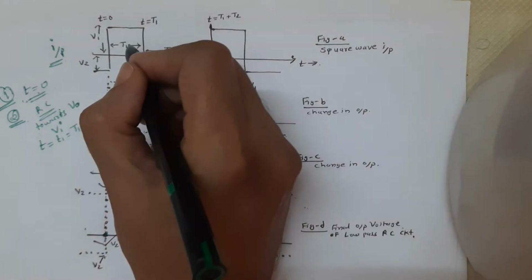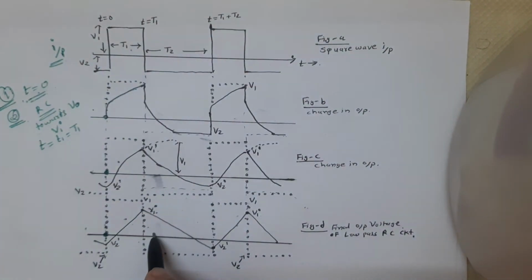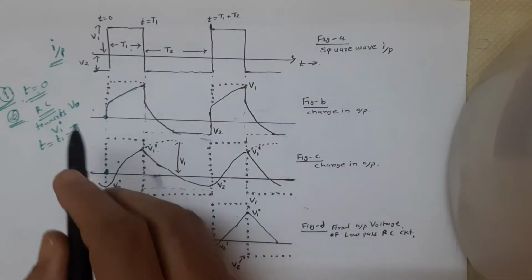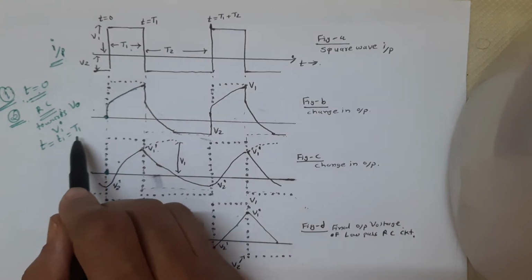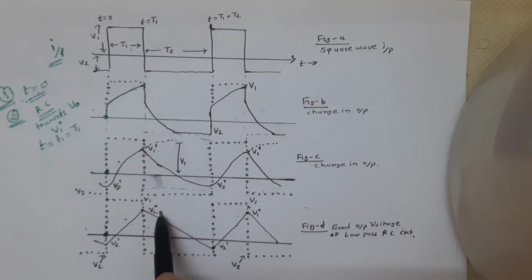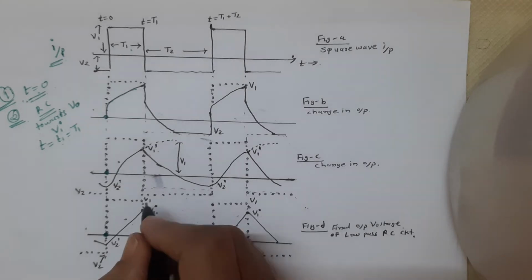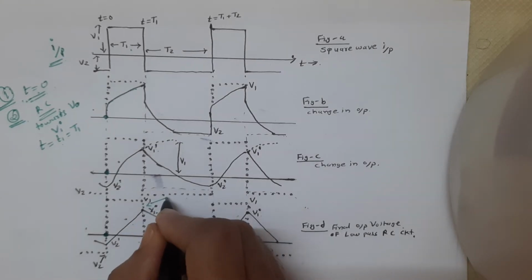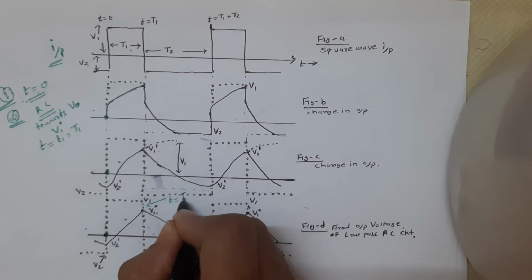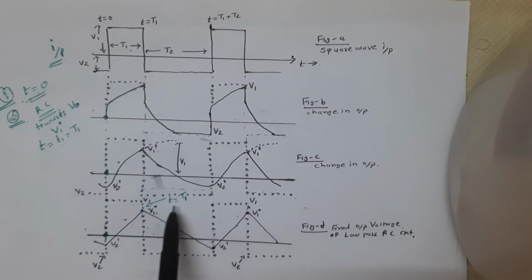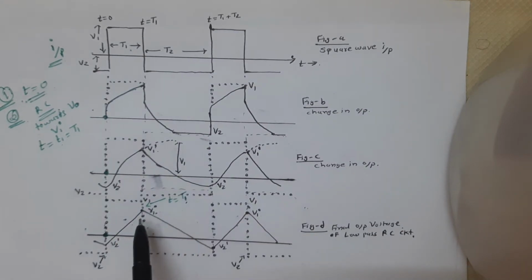We are discussing this: this is your input, this is your final output. At t equal to capital T1, we get the final value V1 dash.